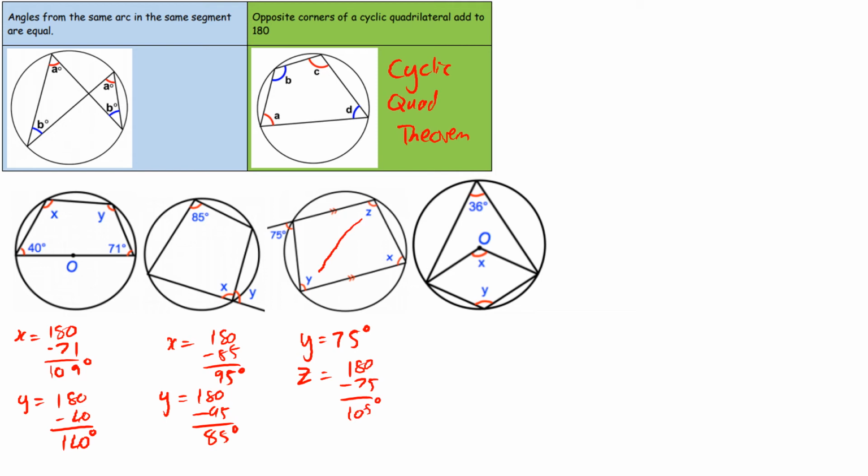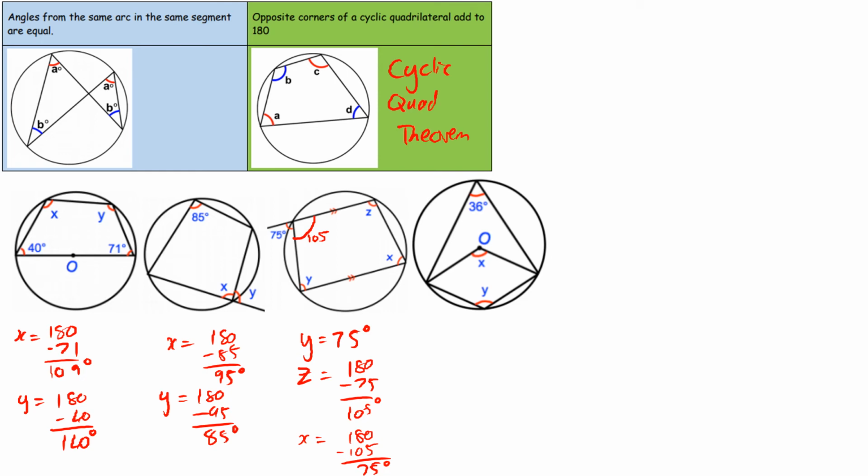And then how do we get X? So X is going to be opposite to this angle here. So we need to work out what that is. And that's just on a straight line with 75. So we can work out that's 105. And so x is 180 minus 105, which is 75 degrees.